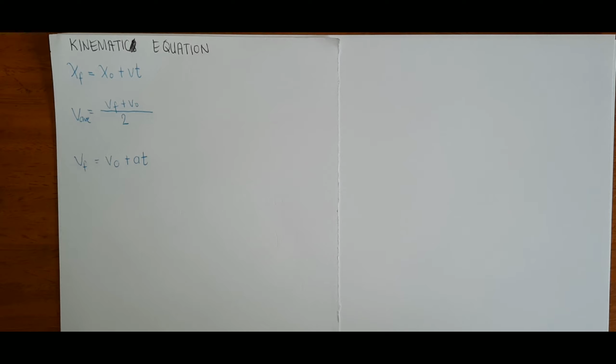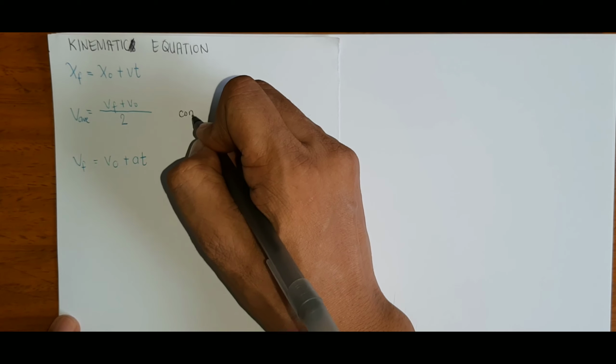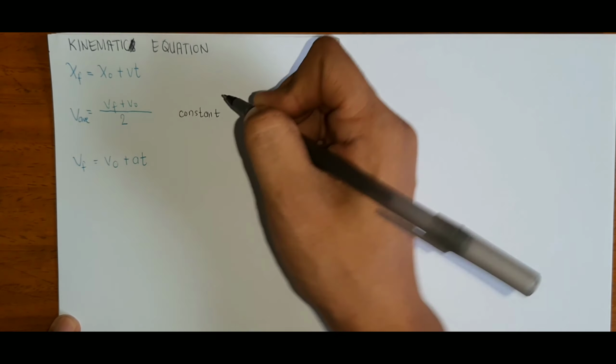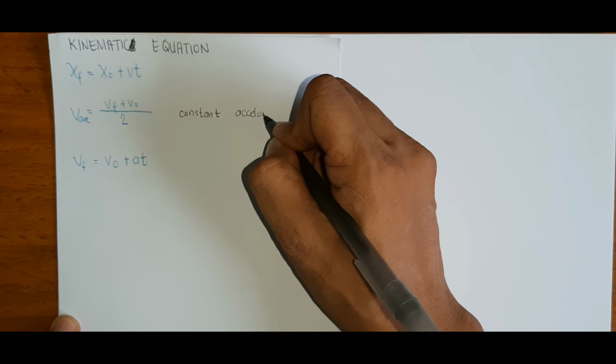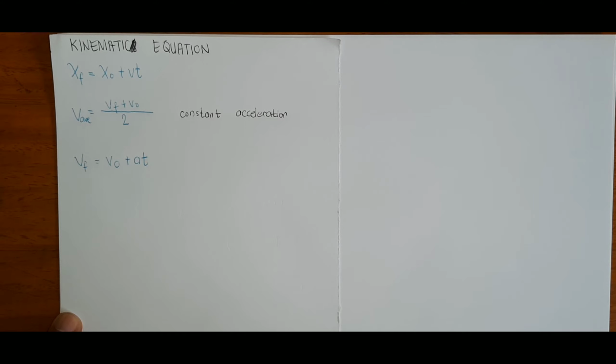Next you have v is equal to vf plus vo over 2. That v is your average velocity. If you have two velocities given, their average velocity is derived by adding the two velocities divided by 2. And this is for constant acceleration.